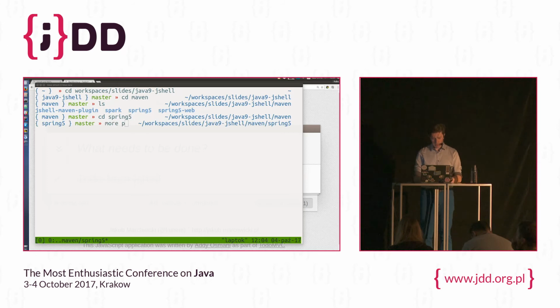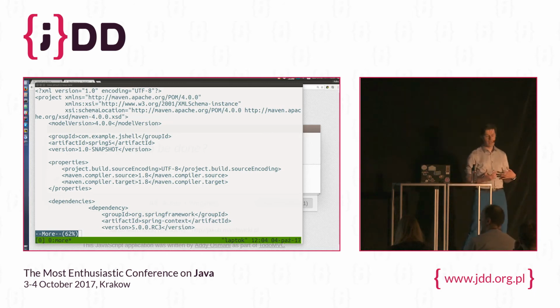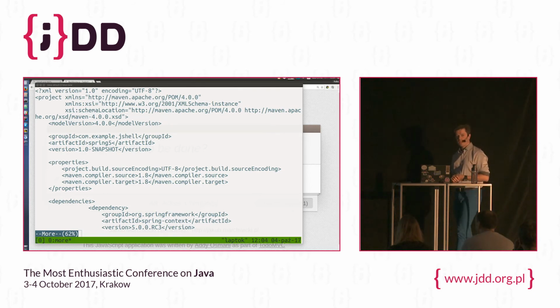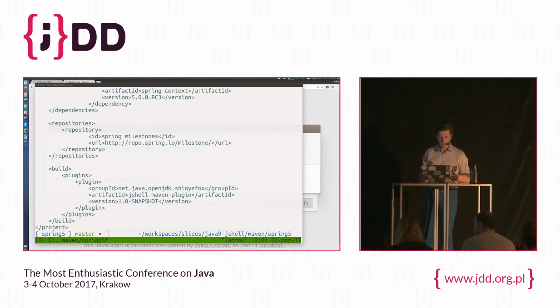I've created a very simple Spring 5 project, because I've heard that Spring 5 is going to be released, with all nice goodies, new things we'd like to experiment with. So I've created a simple Maven project, which has a dependency on Spring, and that's the only dependency it has. And what I would like to do is run JShell with all those Spring dependencies.